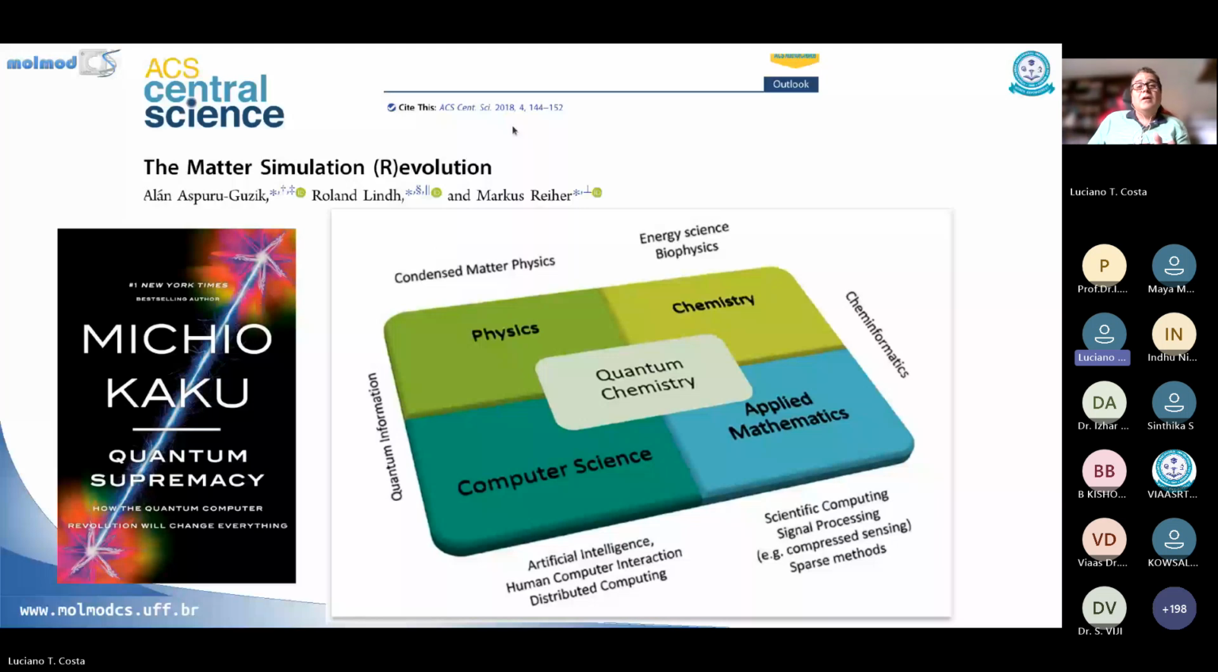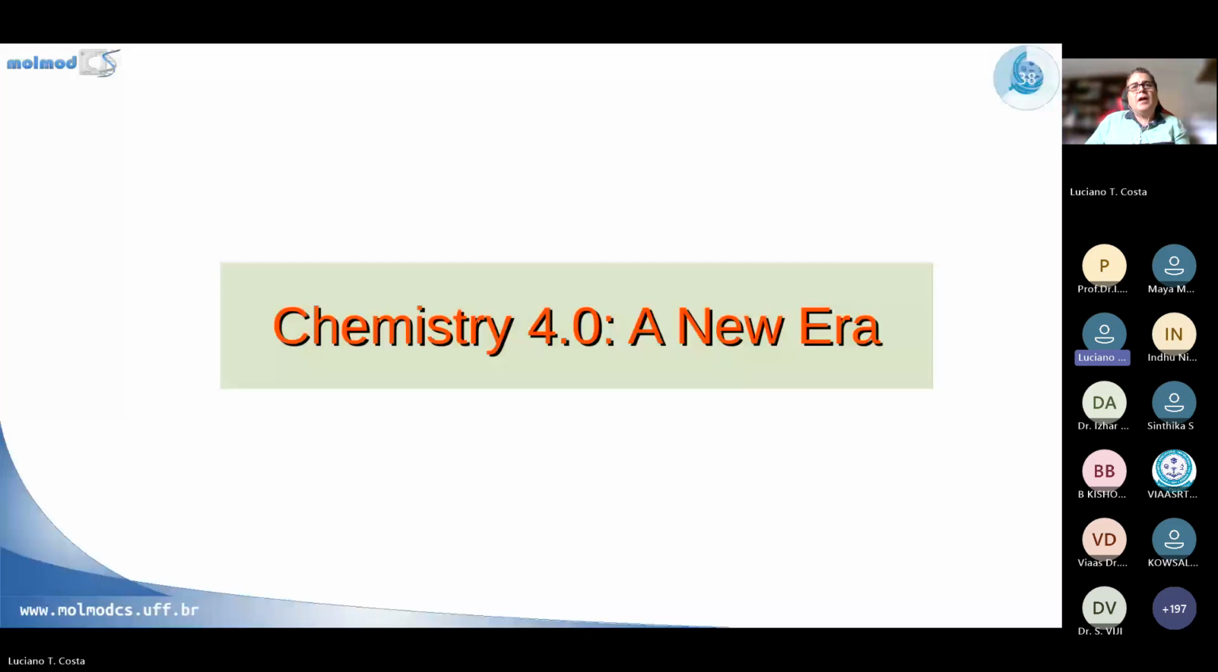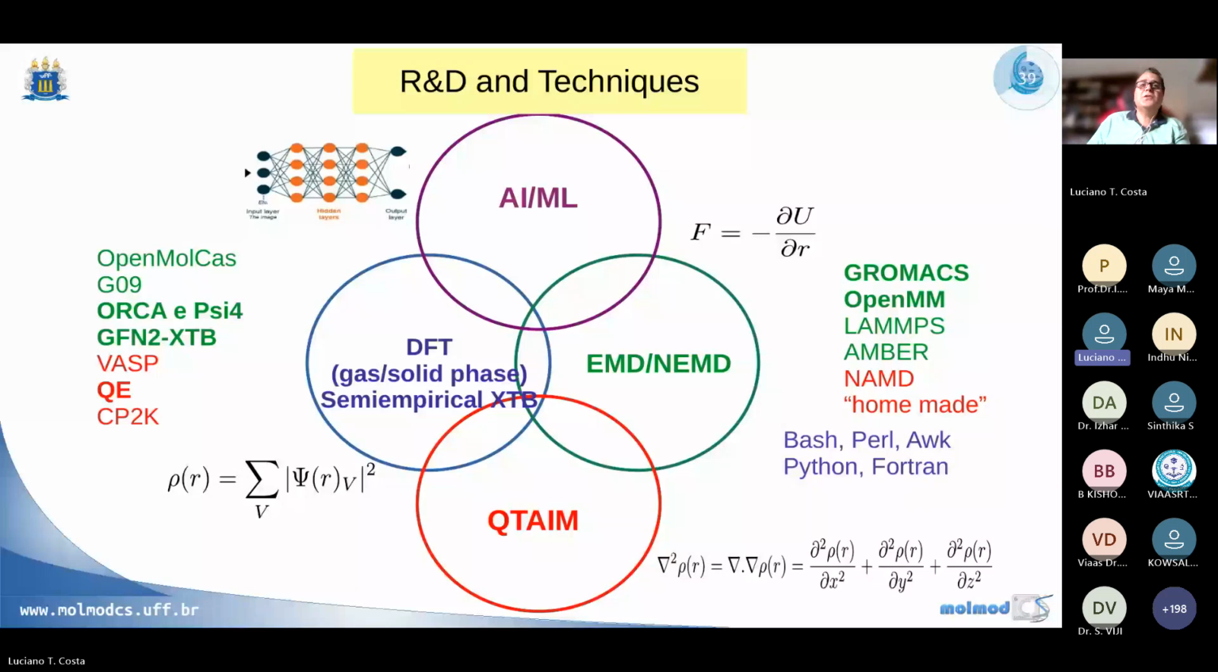Now, in 2025, we are exactly looking at this revolution in our day. So we are living a kind of new era that we can call chemistry 4.0. And with that, three or four years ago, we started to work with artificial intelligence and machine learning, which became a kind of new research in our group.